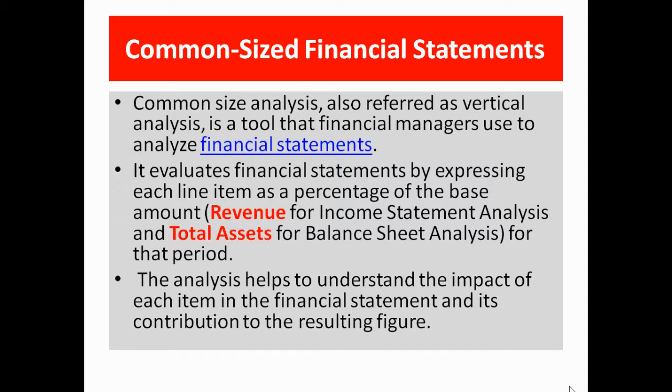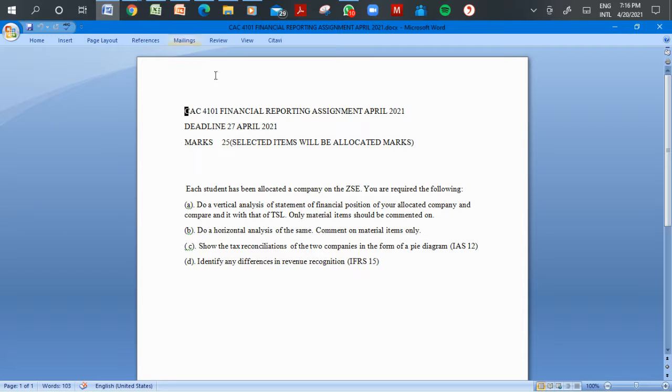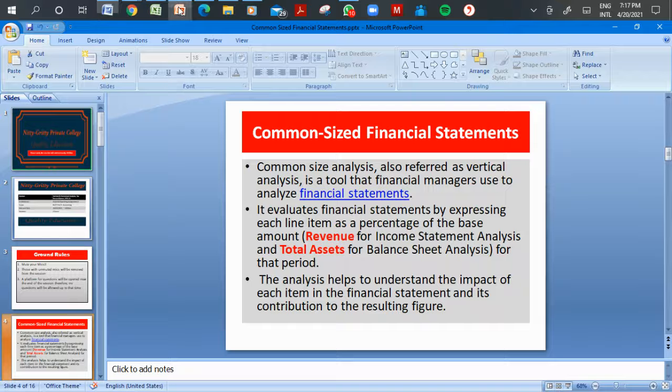Today we are going to do common sized financial statements. The assignment was like this: for your allocated company, you are supposed to do a vertical analysis of the statement of financial position and compare it to TSL. Then B, do a horizontal analysis of the same, commenting on the material items only. Then C, show the tax reconciliation of the two companies in the form of a pie diagram. Then D, identify any differences in the revenue recognition. The vertical analysis and the horizontal analysis, we can call a common sized analysis.